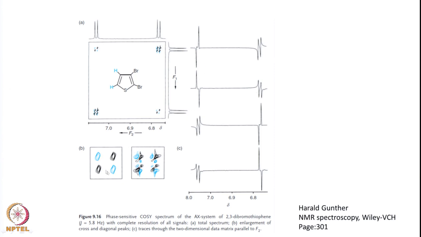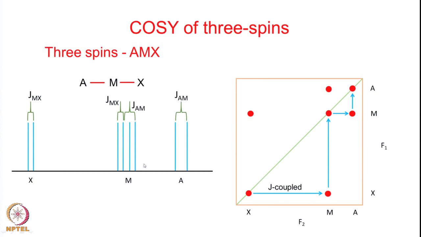Now you take the contour diagrams of the 4 peaks. This is one of the cross peaks which is here, and therefore you have this cross peak fine structure. This is the fine structure of the diagonal peak. Okay, so that was so much for the 2 spins.